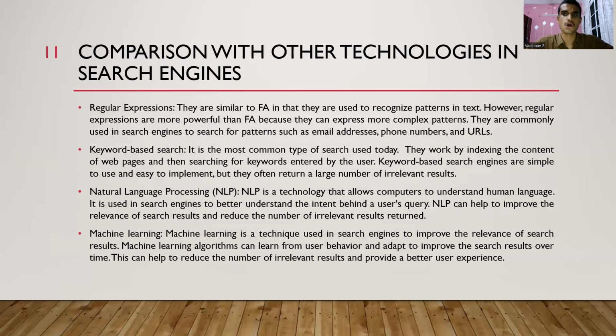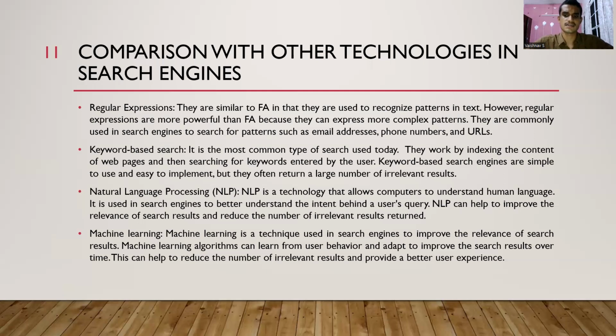Keyword-based search is the most common type of search, and it works by indexing the content of web pages and then searching for the keywords entered by the user. However, it often returns a large number of irrelevant results. Natural language processing technology can help to improve the relevance of search results by allowing computers to understand human language. It is used in search engines to better understand the intent behind a user's query.